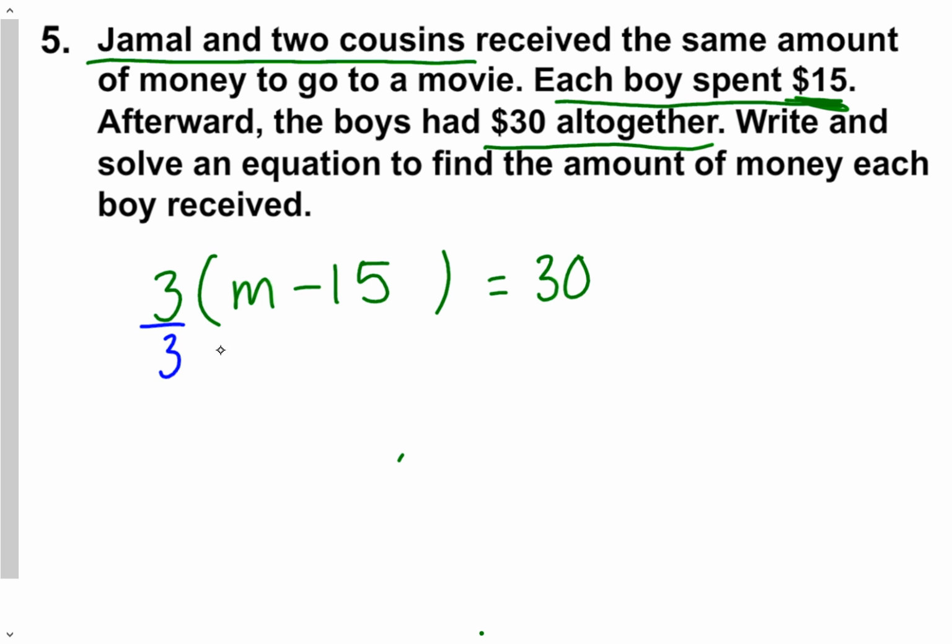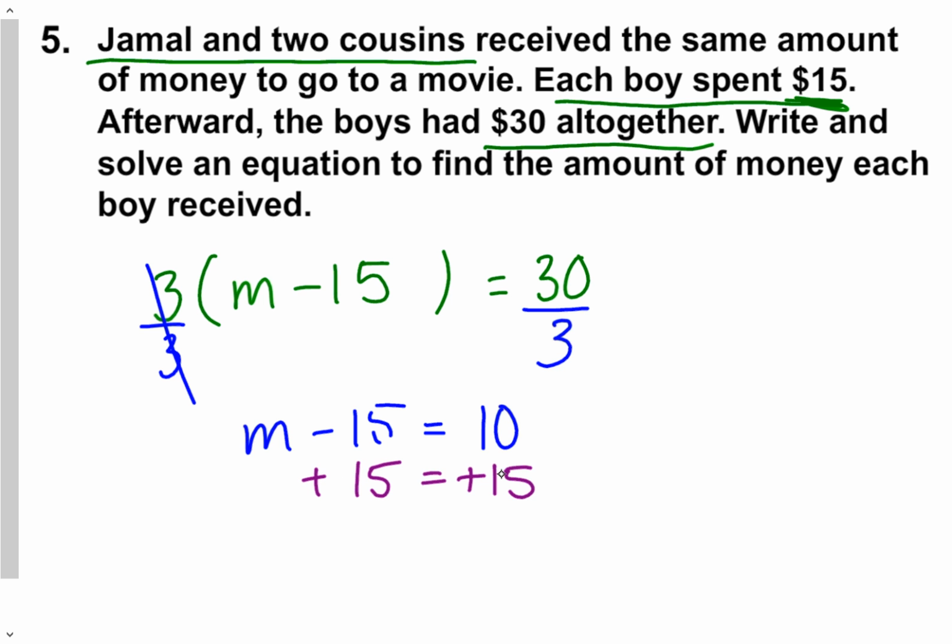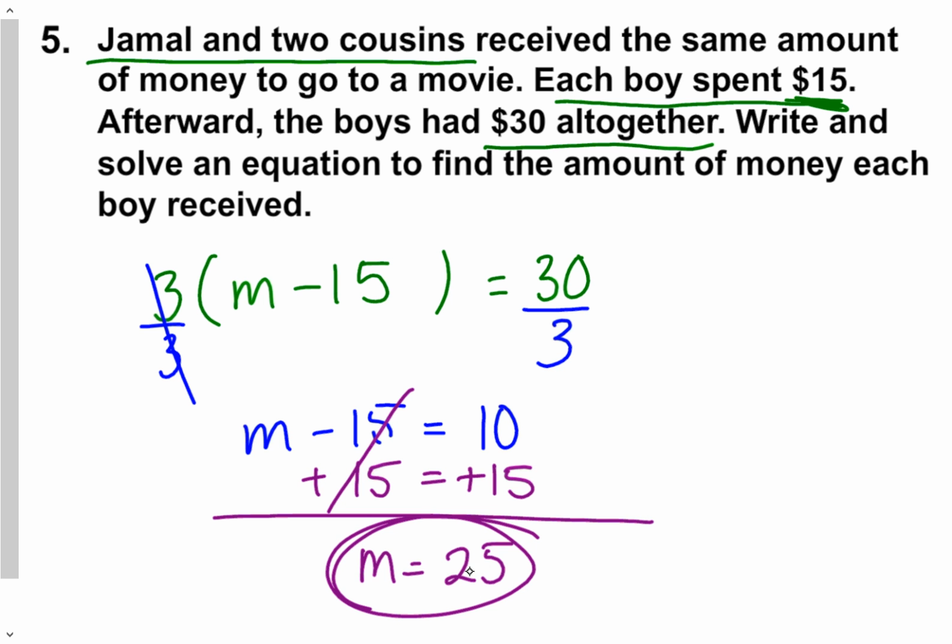So first let's divide by 3 on both sides of the equation. And 3 divided by 3 equals 1. So we're left with M minus 15 equals $10. So now we're trying to take a look at how much money did we start off with? Well, let's take a look at our variable M being subtracted by 15. Let's add 15 on both sides of the equation. And then negative 15 plus 15, that cancels out to 0. So M is going to equal 25. So each boy started off with $25.